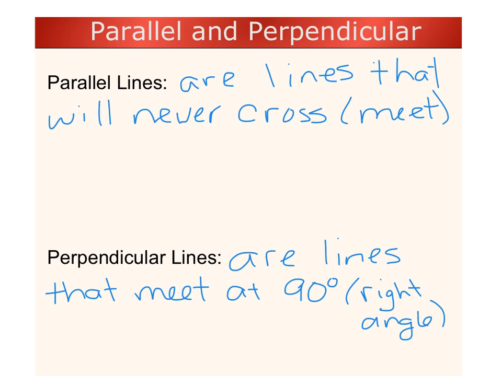An example of this would be a right triangle or any triangle where the height and the base meet at a right angle. So those lines would be perpendicular to each other.